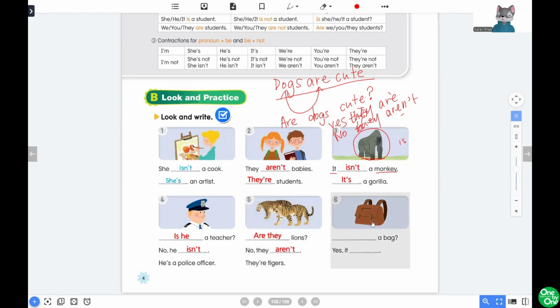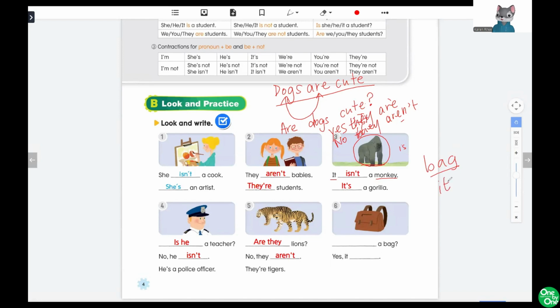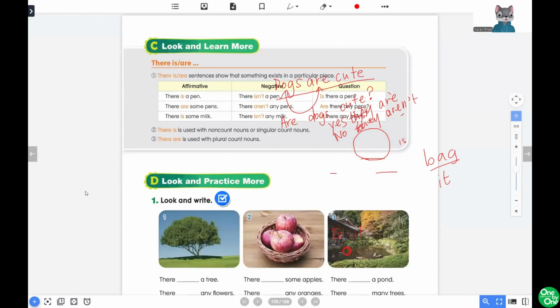Another one. There's only one. So it's a bag. So when we have the word bag, which pronoun do we need to use? We need to use it. Obviously, there's a hint at the back over here. So how do we put this into a question? Remember, there needs to be a be verb in the beginning. Yes. So is it a bag? Yes, it is. Exactly. You guys are so clever. Let's go to the next page.